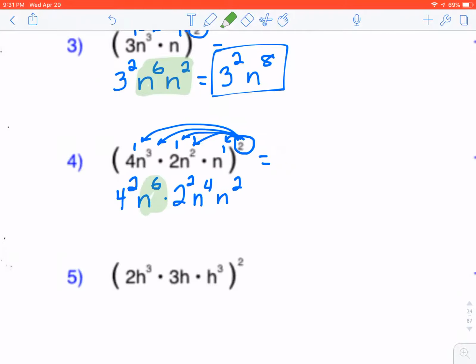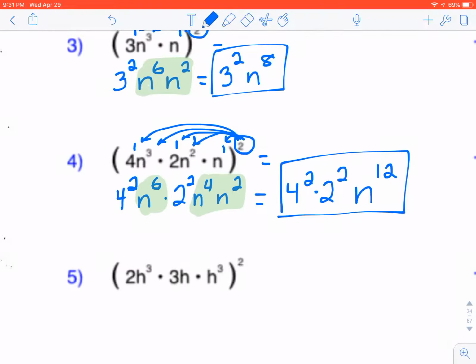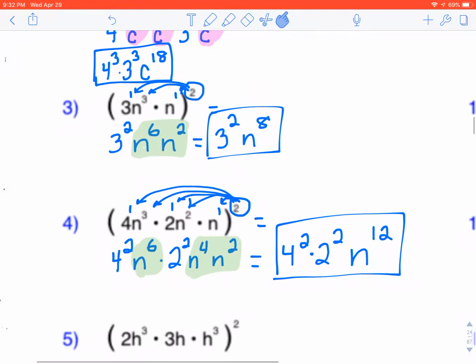Okay, we have 3 n's, so we're going to combine those. Our coefficient of 4 to the second times 2 to the second, I'm just going to write in front. Again, your n, you're going to rewrite your base. 6 plus 4 plus 2 is 12. So remember, multiply same base, add your exponents. You know you're done because all the bases are different. And we're keeping our answer in exponential form.